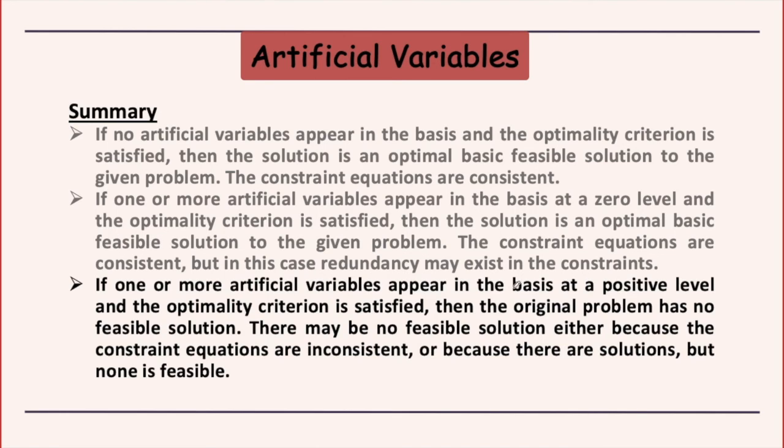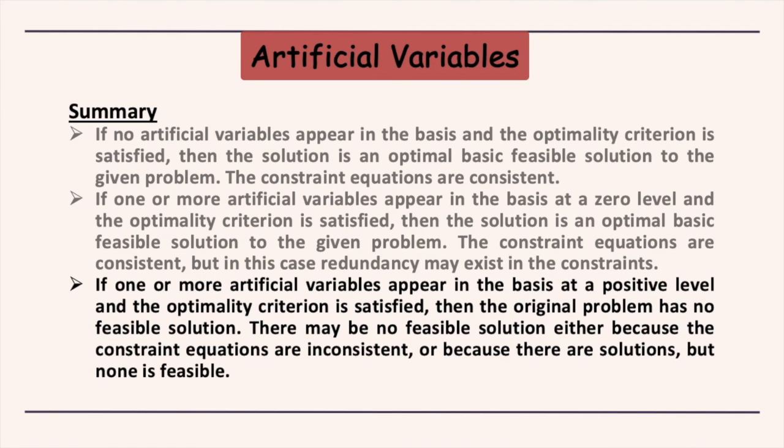And the third situation which may occur is that you may have a basic artificial variable in the basis, but it is having a positive value. If it is having a positive value and you have reached your optimality criteria, then you would say the original problem has no feasible solution. So what you conclude in this case is that the problem with which we had started has no feasible solution, because you are not able to get rid of these artificial variables.